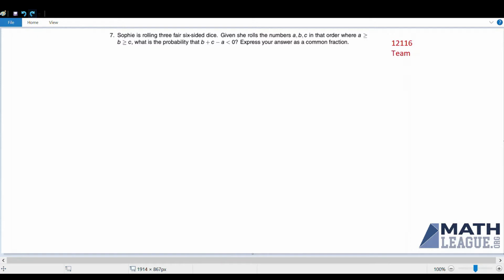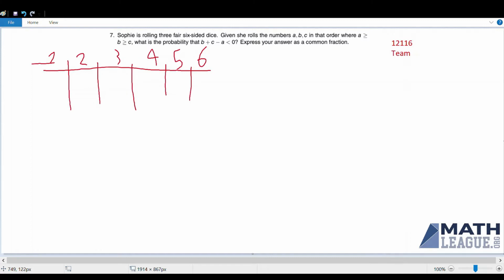To start us off, let's find the number of possible sets of numbers Sophie could have rolled. We know that A is greater than or equal to B, and B is greater than or equal to C, so we can do casework on A to find the number of possible sets of these 3 numbers. Let's quickly make a little table for the values of A. So, to start, if A is equal to 1, then both B and C must be equal to 1 as well. There are no other possible values for B or C.